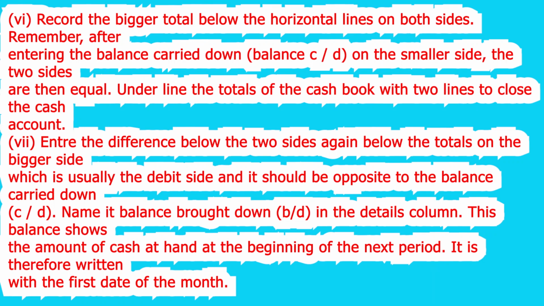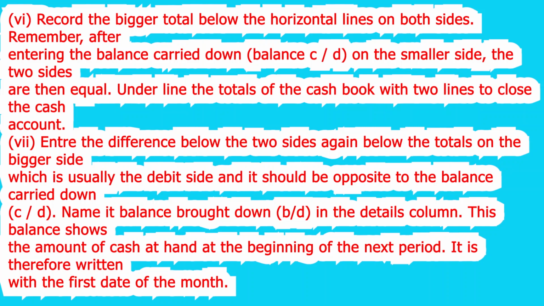Remember, after entering the balance carried down, which is balance C/D, on the smaller side, the two sides are then equal. Underline the total of the cash book with two lines to close the cash account.